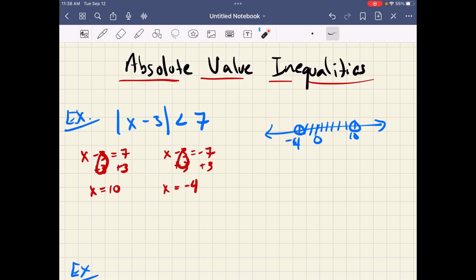So what I know now is all the points that I want to include, all the coordinates, all the x values are going to be between negative 4 and 10. So when I write that as an inequality, I write it like this.